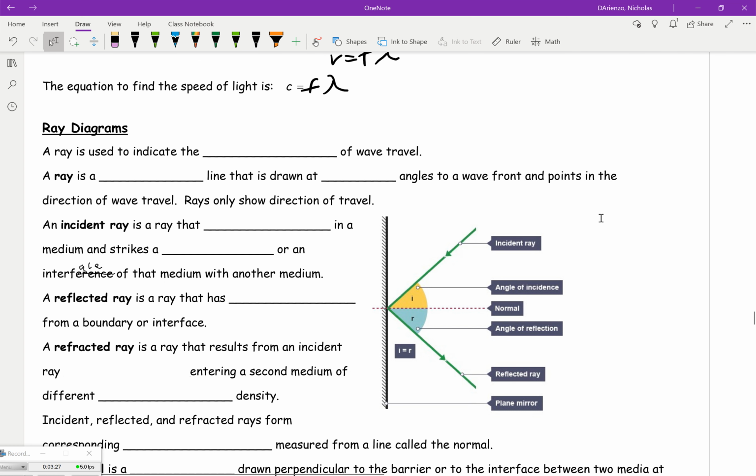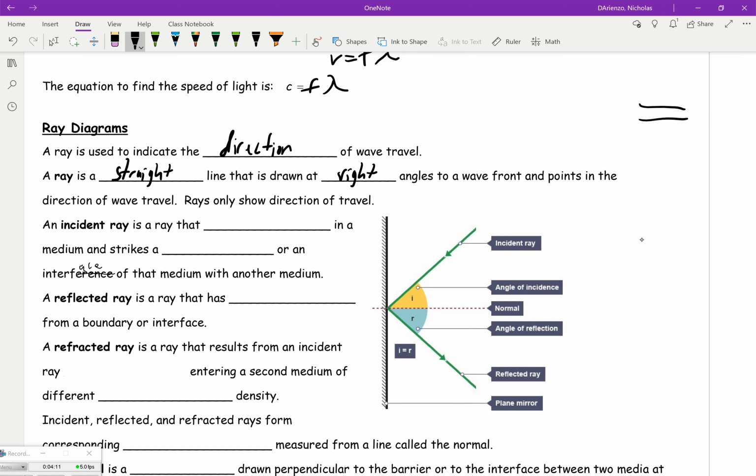On to ray diagrams. We talk a lot about rays, and the explanation of these is probably a little more than necessary. But we see on the little diagram to the right here that we have an incident ray, and it's represented by this straight line. We'll break this down a little bit. Rays are used to indicate the direction of wave travel. So the ray is a straight line that's drawn at right angles to a wavefront and points in the direction of wave travel.